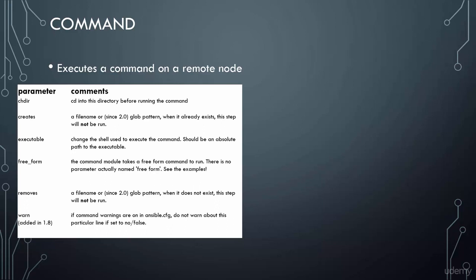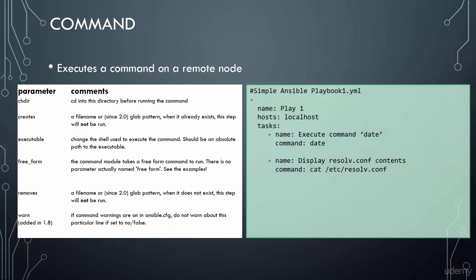Shown is a sample Ansible playbook using the command module. As you can see, to use the module, you simply create a key value pair of the module name and the parameter, which is the command in this case. In this case, we are instructing Ansible to run the date command on the host, followed by executing the cat /etc/resolv.conf command to list the contents of the file.